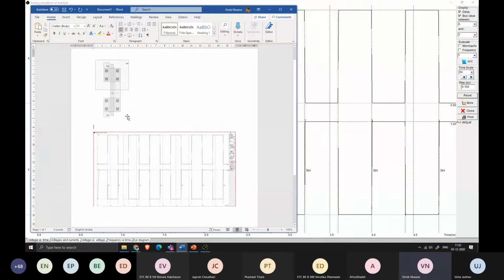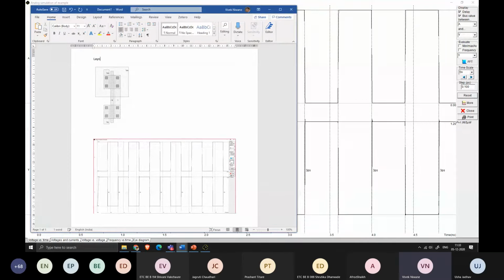Actually, the above part is your layout, and next is simulation without. A very interesting thing is going to happen over here now.